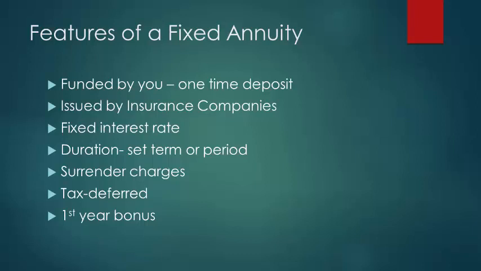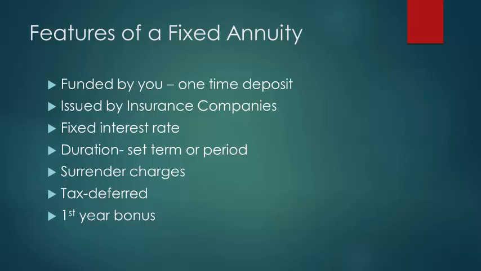Fixed annuities are tax deferred. This means the interest you earn is only taxable when you withdraw the money, not every year like a bank CD. This is good for the tax efficiency. The drawback is that once your money is in a tax-deferred vehicle like a fixed annuity, it needs to stay there until retirement. Withdrawals before retirement age are subject to a 10% penalty in addition to the taxes you owe.